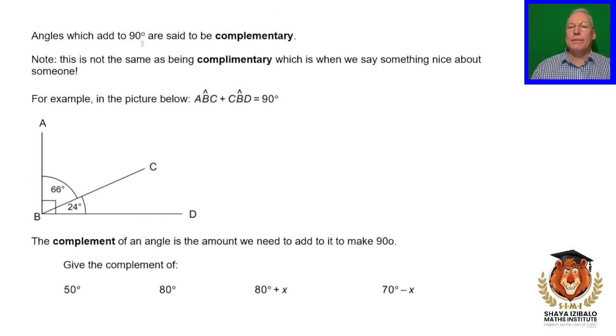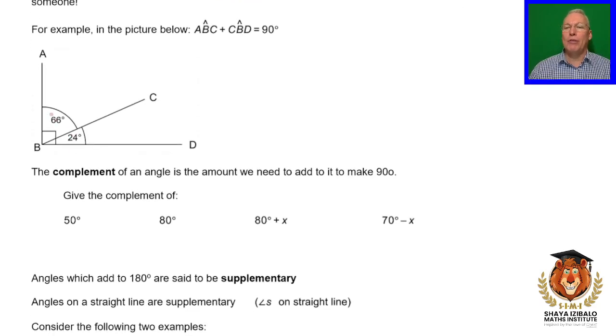Now we've got another piece of terminology, complementary. Notice that the spelling of complementary has got an E here. When it's got an I, it's when you say something nice about someone. You say to someone, gee, that's a nice shirt you're wearing, or your hair looks nice. That is what we call a compliment with an I. Complementary means adds up to 90 degrees. So these two angles add up to 90 degrees, 66 and 24. They are complementary angles.